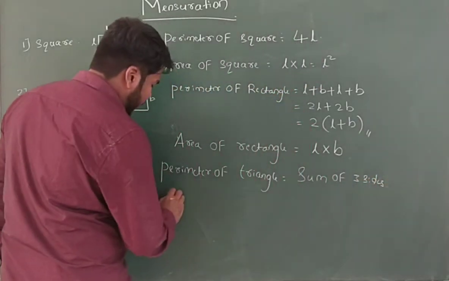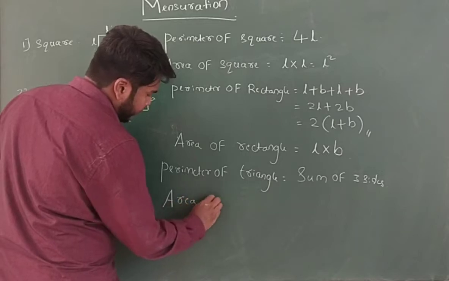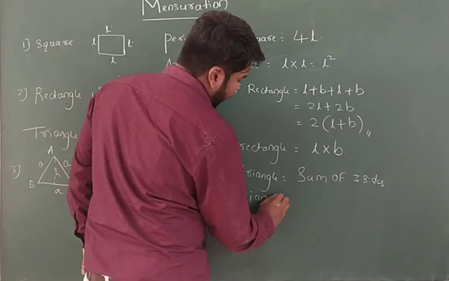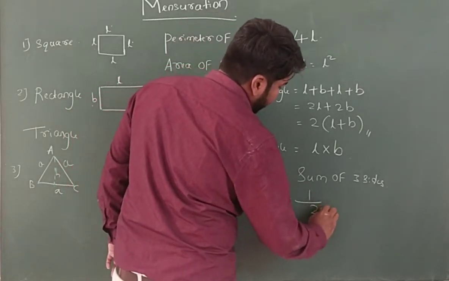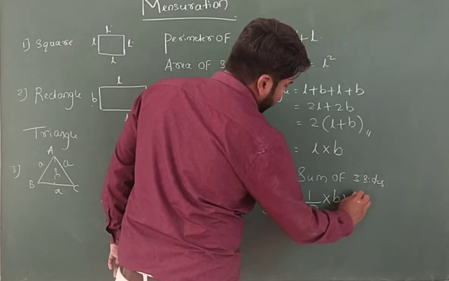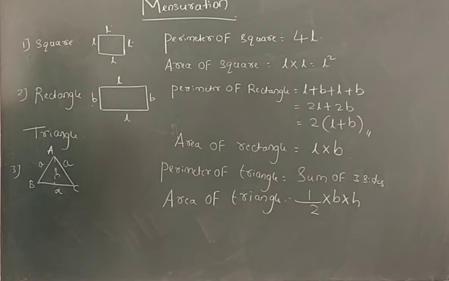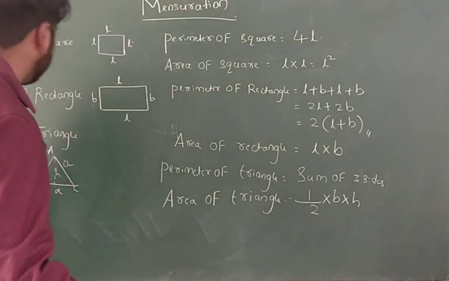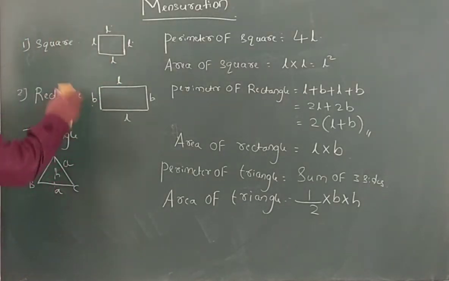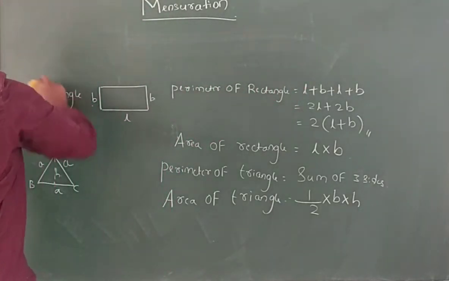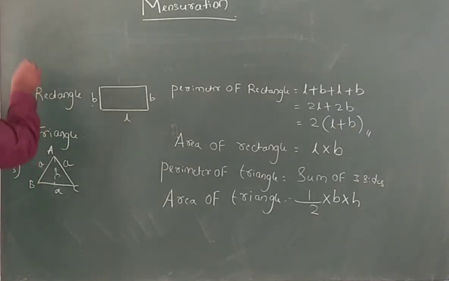And what can we write for the area of a triangle? The area of a triangle is half into base into height. So half into base into height is the area of a triangle. I hope you understood these 3 formulas. The next formula, the fourth one, is the parallelogram.